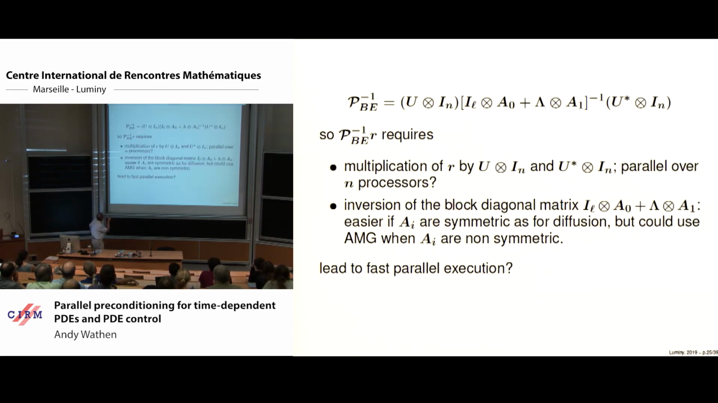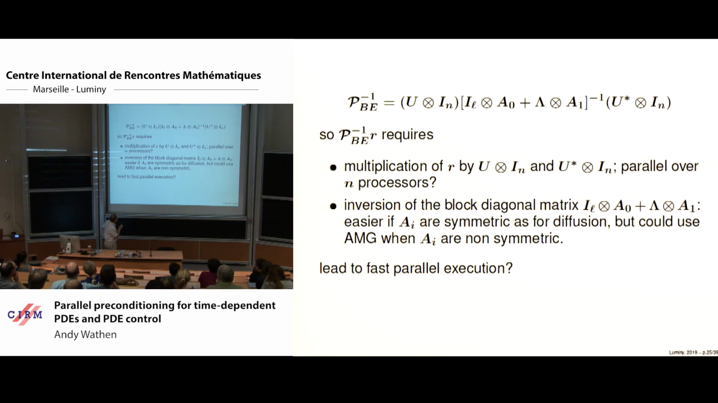So in other words, to evaluate, and this is what we do in preconditioning, of course, we apply the preconditioner to a vector. That requires multiplication of R by a U cross I or a U star cross I. And is that parallel over n processes? I mean, there's parallel also in the title of this conference, right? This meeting. And then you have to invert these diagonal blocks. And I think that's embarrassingly parallel in that sense.